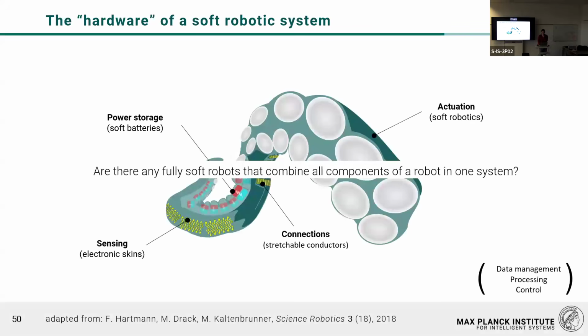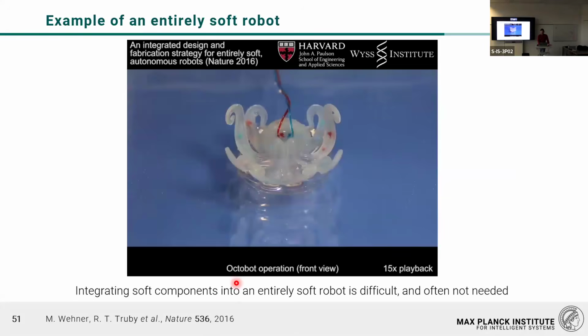So we had this question a bit before, but I want to dive in a bit more detail. Are there any fully soft robots that combine all components in a soft robotic system? And the answer is yes. But the question is how useful this really is.